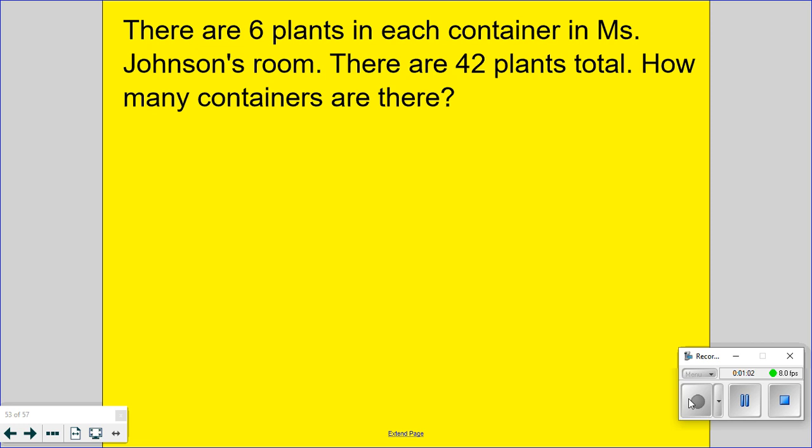Macklin, what are we counting? We are counting containers. If you still don't know where people are getting this information from, they are looking at that question part. How many containers are there? If I restate that and use those words, there are blank containers. That should be your answer sentence. As long as you have something similar, we're good.